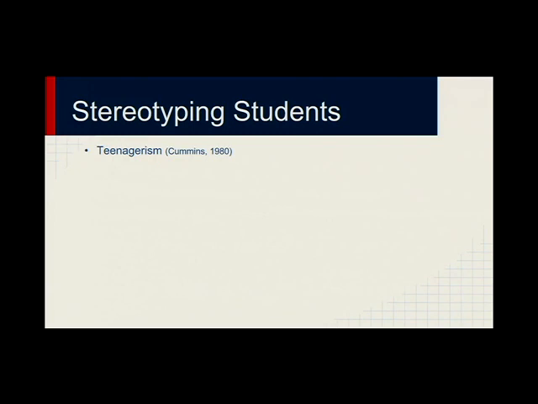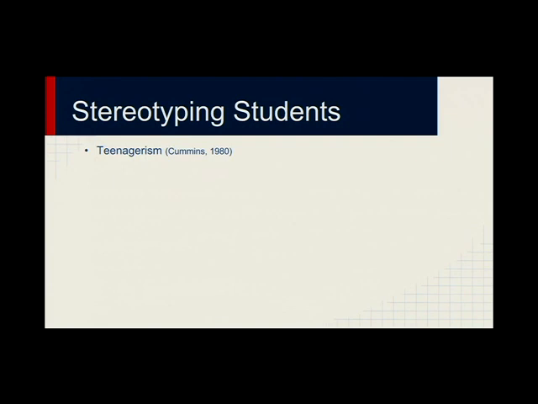Teenagerism, we need to understand that our students are teens. The student range that I teach is from 18 to 30. So if I expect them to work the same way I do, I think my expectations are a lot. So I'm expecting a lot from a teen. They have to do so many things. So they're not going to work on the tasks that I give them all the time. And Cummins talks about the issues that teens have in education.